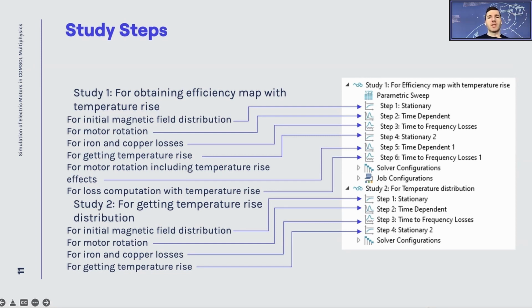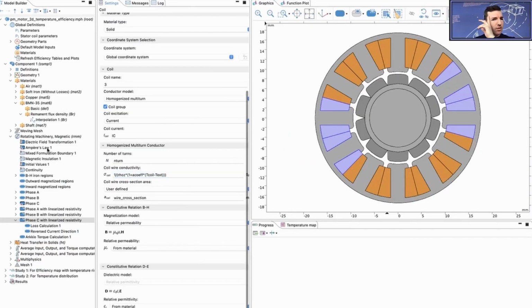And this is required because we want to calculate the losses. And in the third step, which is the time to frequency losses, that's where we will apply an FFT on the solution to transfer the time domain solution into a frequency domain solution. So that's where we can calculate the losses inside the coils and in the iron parts. And for different parts, we can have different loss calculations, for our copper parts and our coil parts.